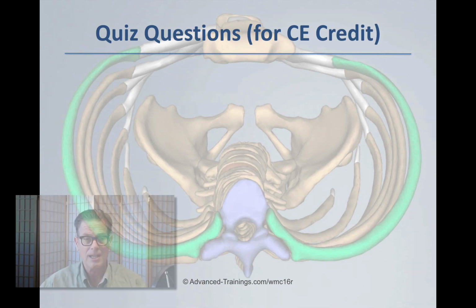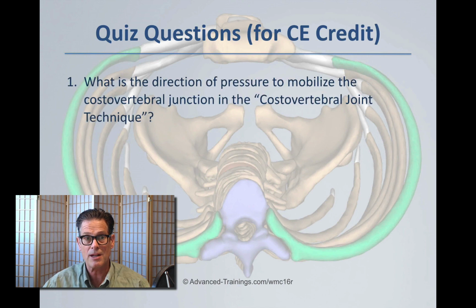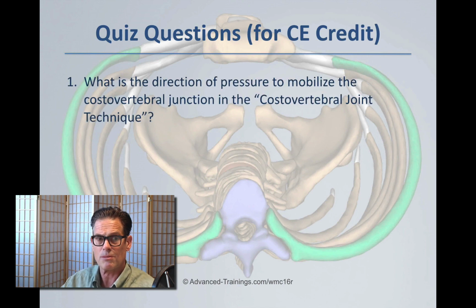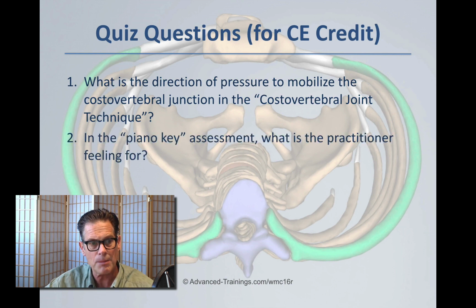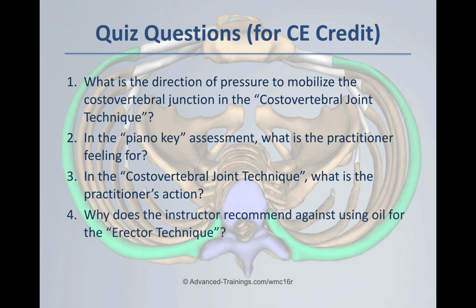The CE questions, if you're doing this for credit, either with us, Advanced Trainings, or through the World Massage Conference. First question, what's the direction of pressure to mobilize the costovertebral junction in the costovertebral joint technique? Number 2, in the piano key assessment, what is the practitioner feeling for? What are we actually feeling for when we do that? Number 3, in the costovertebral joint technique, what is the practitioner's action? What am I actually doing, or are you going to actually be doing when you do that technique? Number 4, why does the instructor, that's me, recommend against using oil for the erector spinae preparation technique?